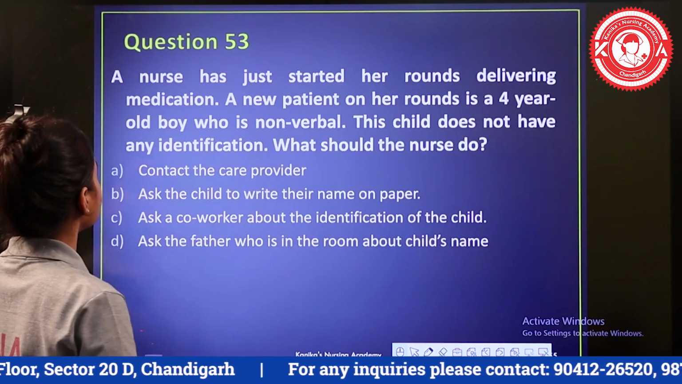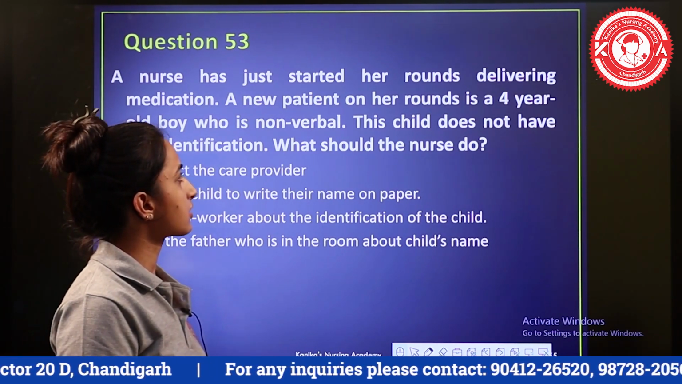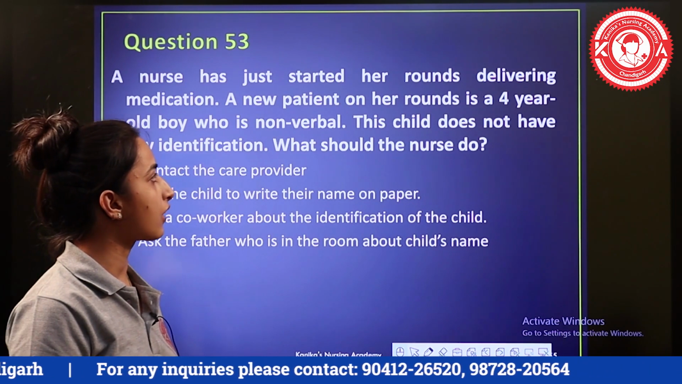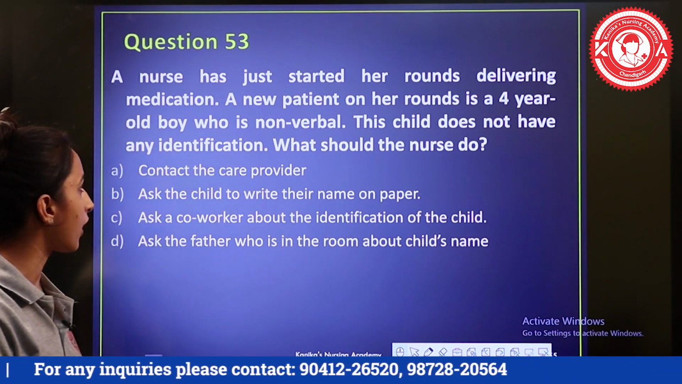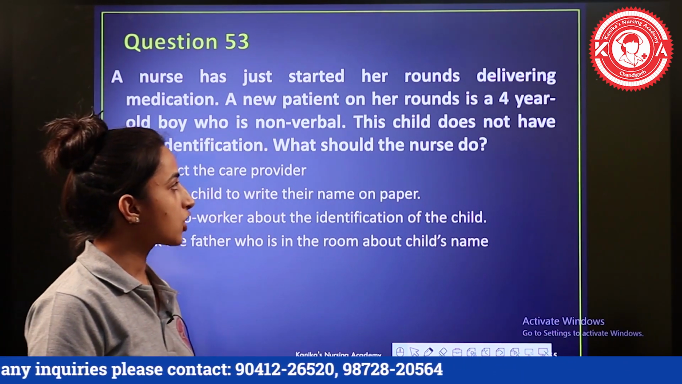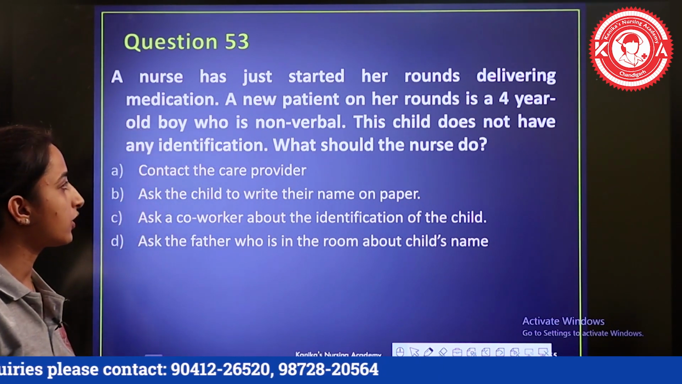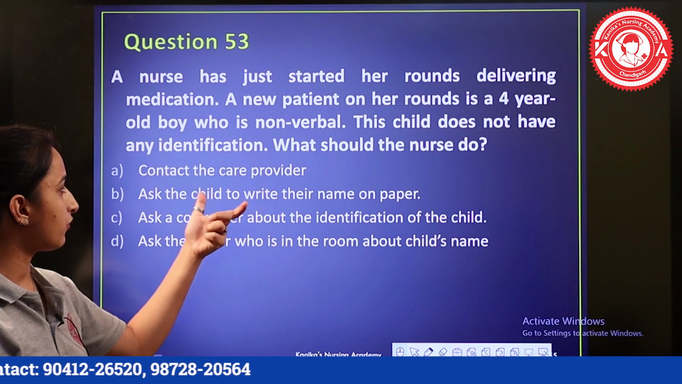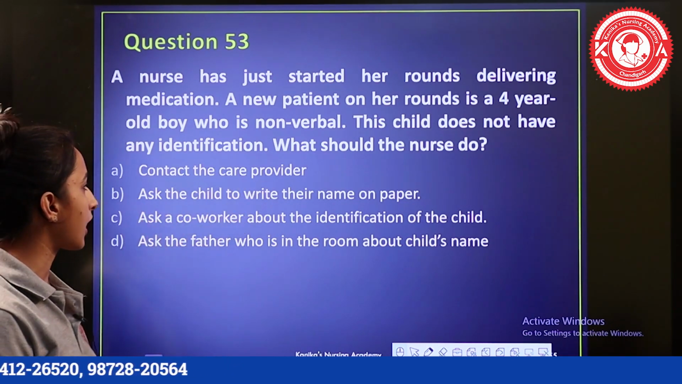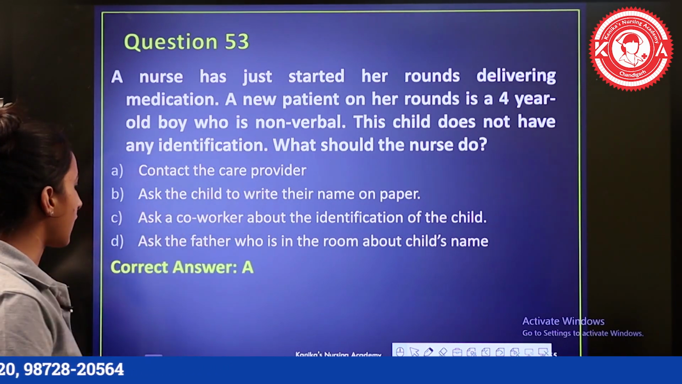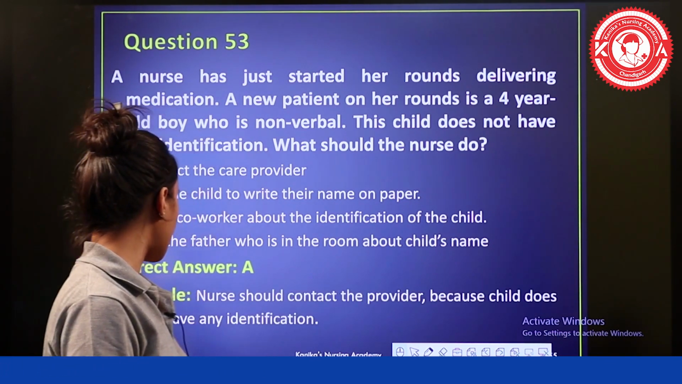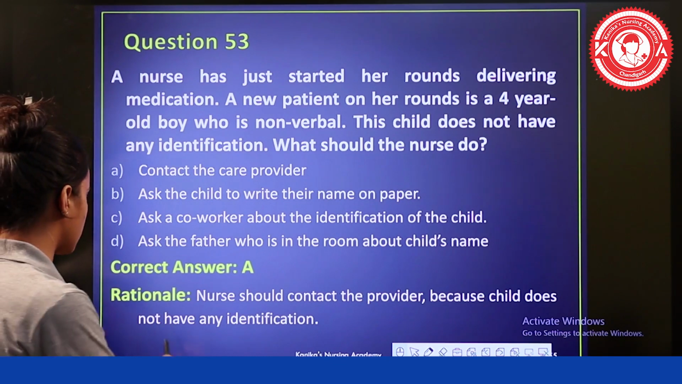Next question is, a nurse had just started her rounds delivering medication. A new patient on her round is a 4-year-old boy who is non-verbal. The child does not have any identification. What should the nurse do? So if the child does not have any identification, obviously the nurse should contact the care provider. So the right answer is A. Nurse should contact the provider because the child does not have any identification.